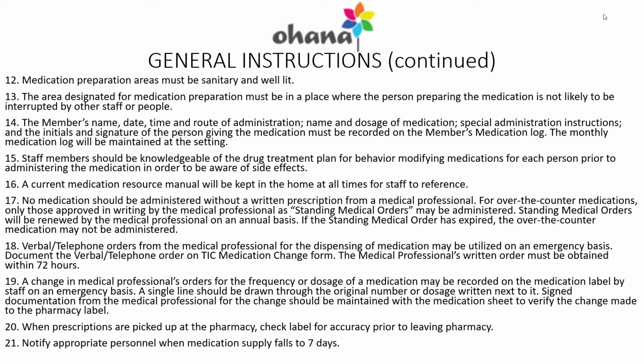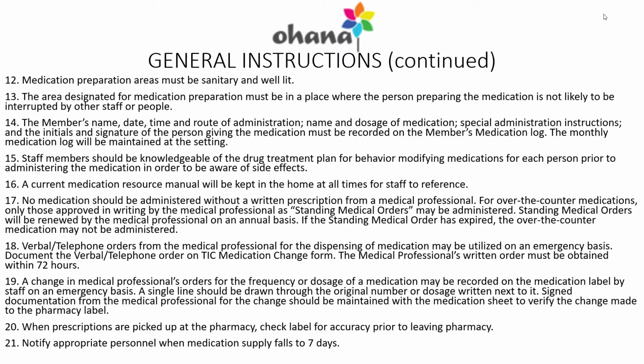Next, current medication resource manual, sometimes we call that a pill book or a medication book, will be kept in the home at all times for staff to reference. This will be kept typically with the medications right where they're stored. If they're kept somewhere else, your manager will let you know. This is something where you can look in there and read up a little bit more on the medications that the members you care for are taking.